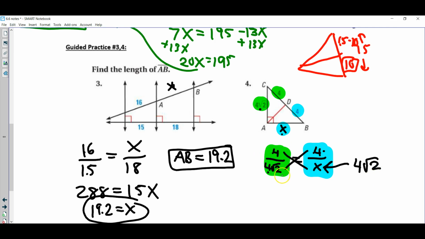Now, had this not been the case, you still could have multiplied this. I would have had 4x equals 4 times 4 root 2, which is actually going to give 16 root 2. We'll talk more about radicals in the future, about how you work with them. Divide both sides by 4. So x ends up just equaling the 4 root 2, which is what I started with.